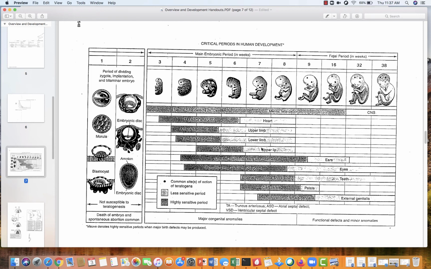Then for upper lip development, the critical period is from the beginning of 5 weeks to about the end of 6 weeks. Okay, and during that critical period, if there's some disorder of development, that can lead to a cleft lip in which the lip doesn't completely fuse. Also here we're looking at development of the ear, the eyes, and the teeth. I do want to point out the development of the palate, in which cleft palate can occur, and that's where the tissue that makes up the roof of the mouth doesn't completely join together during development.